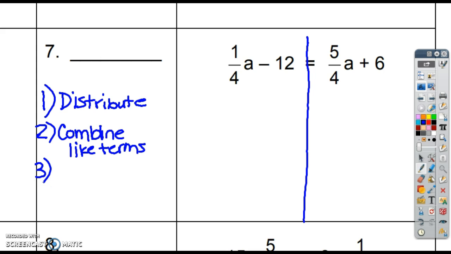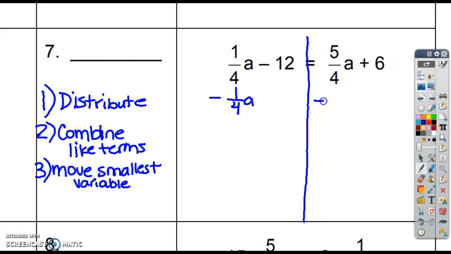Since the variables are on both sides, I want to move my variable to get it on one side. So I'm going to move the smallest variable. Here I have 1/4 a and 5/4 a. Which one's smaller? The 1/4, right? So it's a positive 1/4 a. How do I move it? I need to take it away, so let's subtract it from both sides.